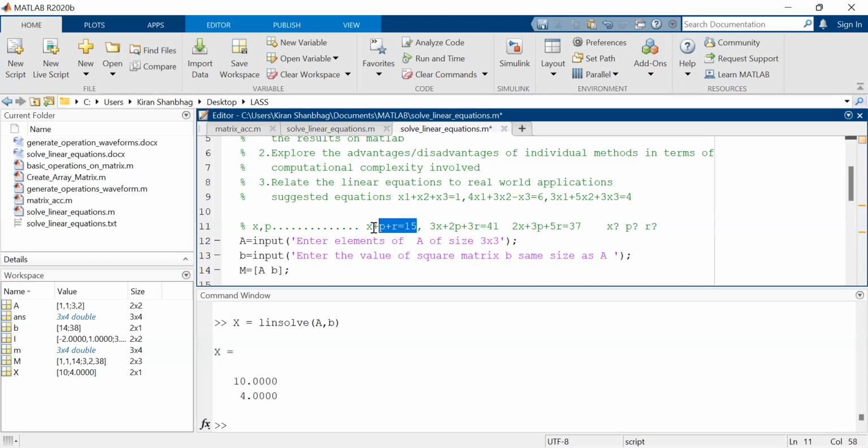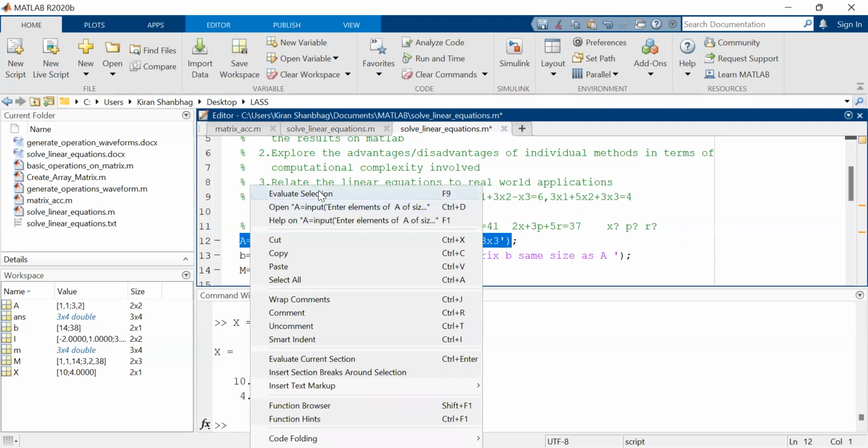So to find three unknowns, we need at least a 3 by 3 matrix or three equations. Now let us get started here. It always helps when you are expecting an answer.